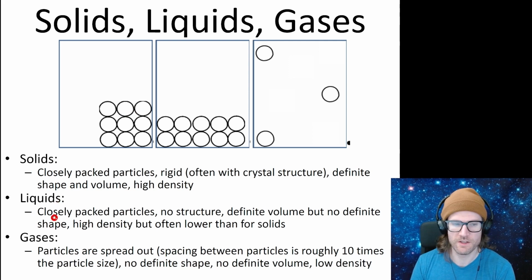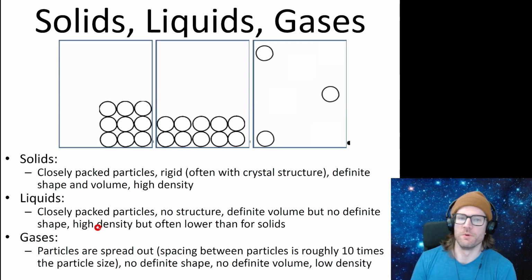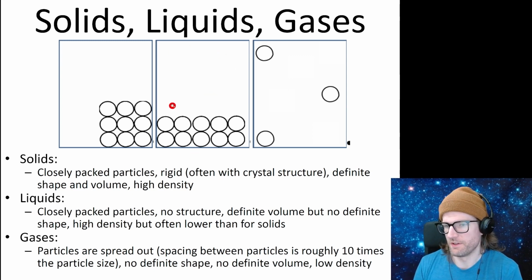Liquid is the same thing as a solid. It's closely packed particles, but it's got no structure. So it's got a definite volume, but no definite shape. It has high density, but often lower than for solids. So this is the example of liquid. This is the container. Notice it doesn't fill the container. It's got a definite volume, but it takes the shape of the container.